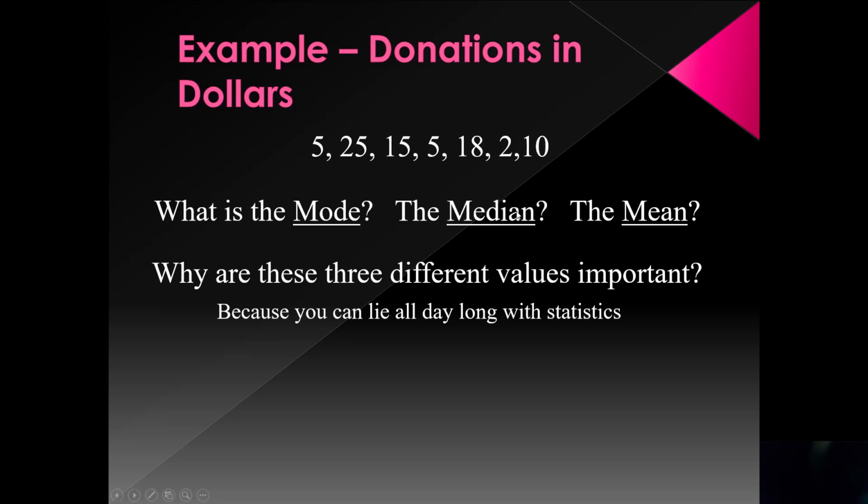Yeah, and if you divide by 7, then I think you're going to get 11.4. Hold on 1 second, please. Yeah, you'll get 11.4 and a million other numbers, but it rounds off to 11.4. So the mode is 5, the median is 10, and the mean is 11.4.